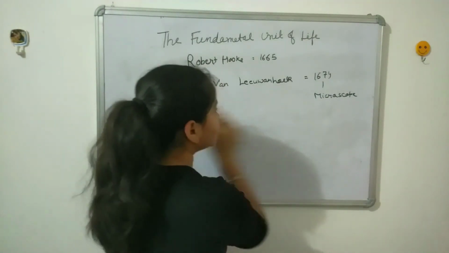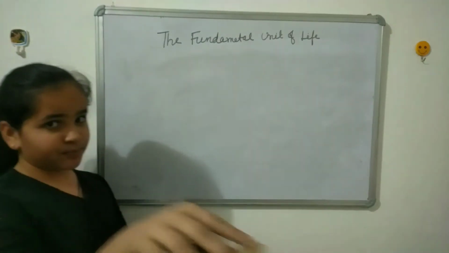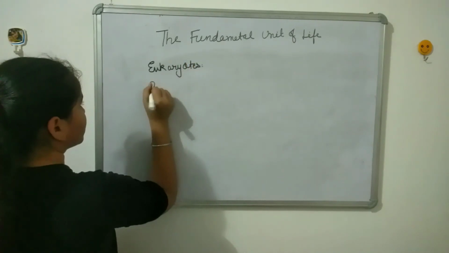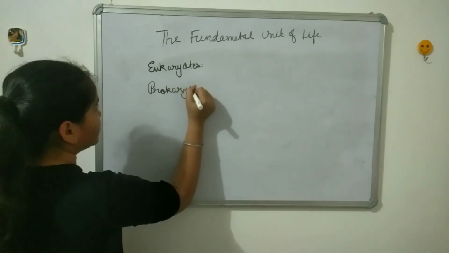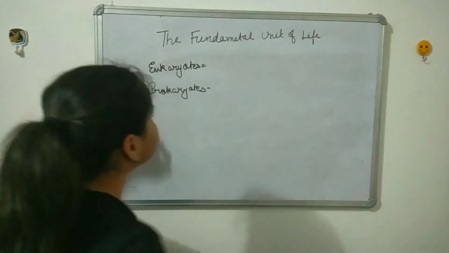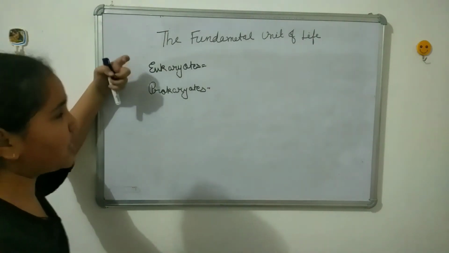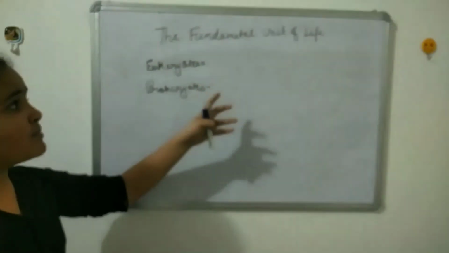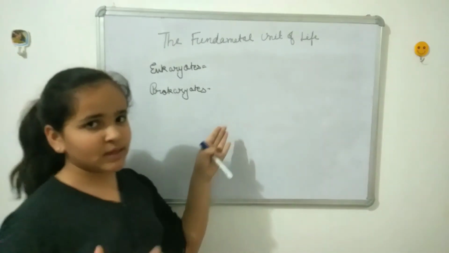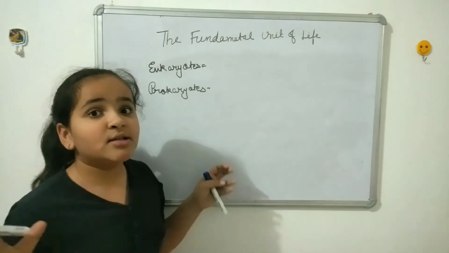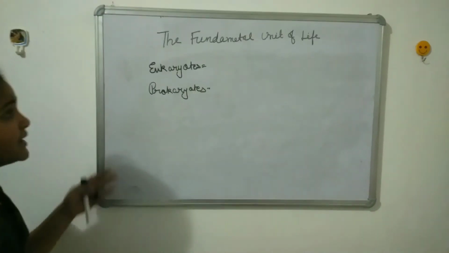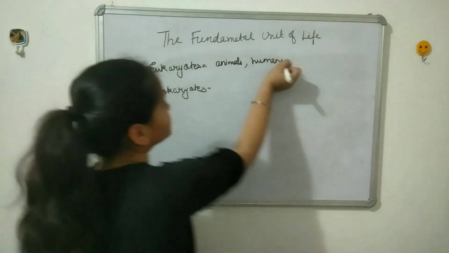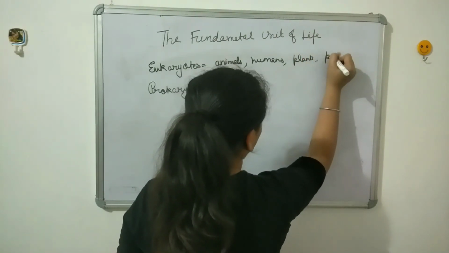Now next is, there are mainly two types of cells, eukaryotes and prokaryotes. Eukaryote means true kernel, and prokaryote means before kernel. In eukaryotic cells, nuclear material is present, and there is also a nuclear membrane, and inside the nuclear membrane there is nuclear material. But in prokaryotic cells, the nuclear material is present but without a nuclear membrane. So examples of eukaryotic cells are animals, humans, plants, and protists.